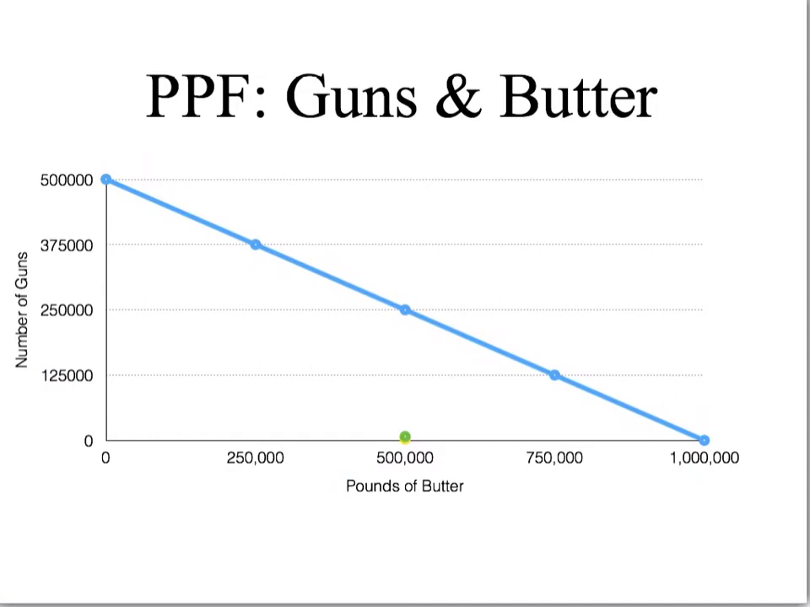We said earlier that it was 10 pounds of butter or 5 guns with each labor hour. So with every gun that you produce, you are giving up 2 pounds of butter, or for every pound of butter that you are producing, you are giving up about half a gun.